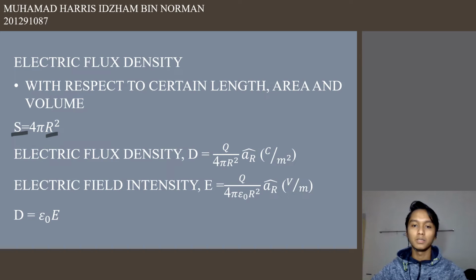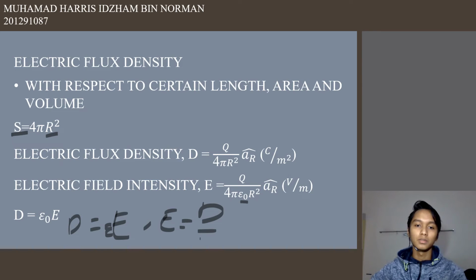If we compare the formulas, they differ only by epsilon naught. Hence, we find the relationship is D equals epsilon naught E if the medium is free space. In general, we can say that D equals epsilon E, or E equals D over epsilon. That's all for me. Thank you.